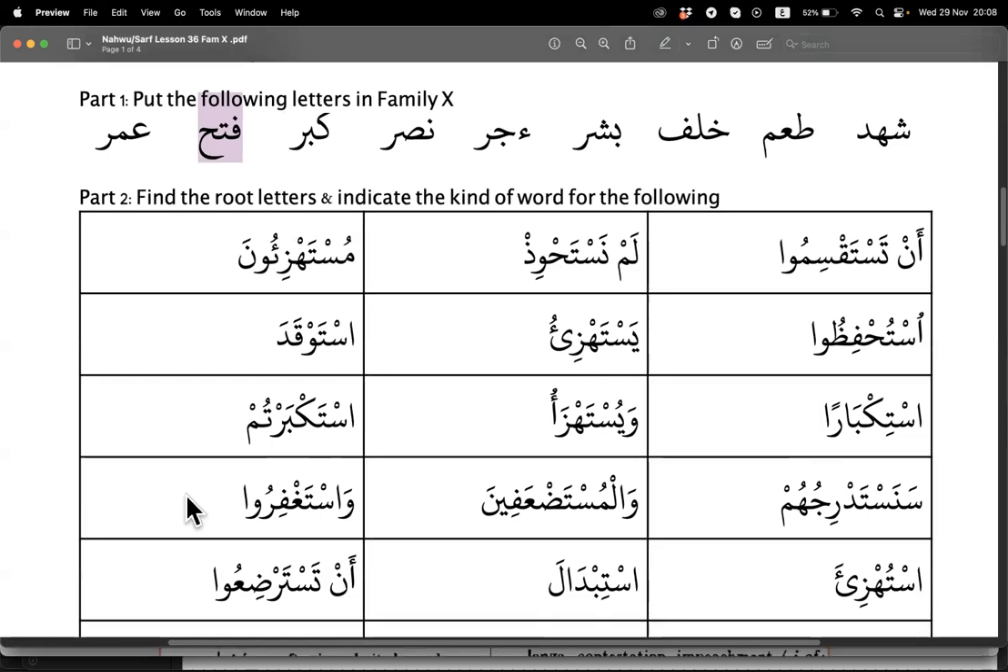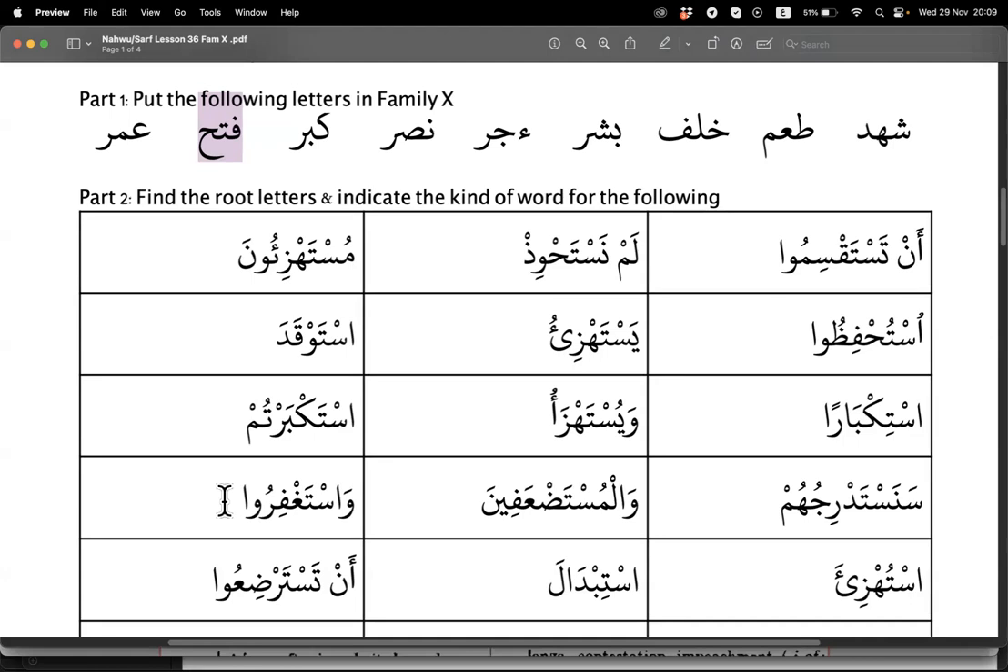Wastaghfiru. Wastaghfiru is fi'il madi, madi hum. Madi hum. So whenever you see madi hum, you need to double check: is it madi hum or amr antum? Amr antum. So this is how you know. This one, I believe, madi. What's the root letters? Ghafara. Put it in the madi form. Istaghfara. Oh, not right. Istaghfara. So the second root letter has a fathah on madi, yes. So this one should be kasrah. Yes, amr antum.